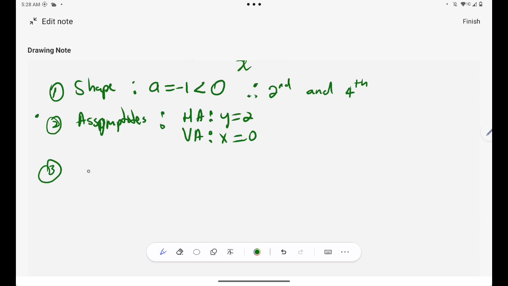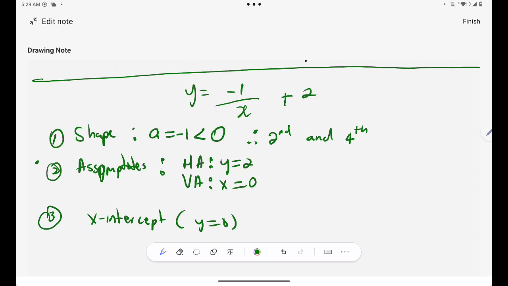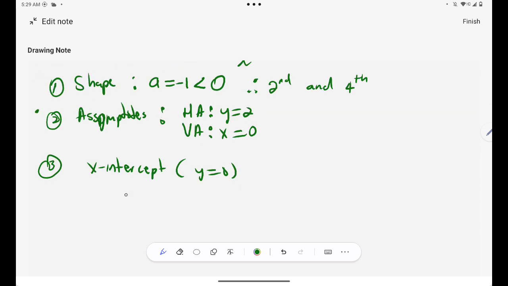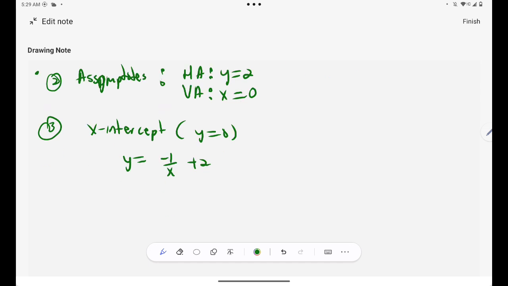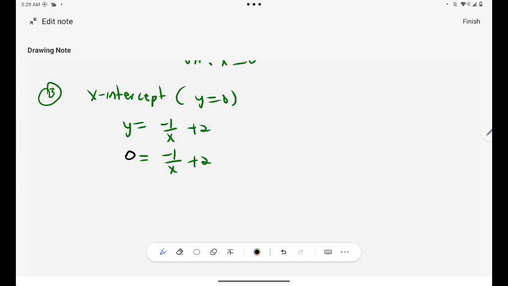And then finding the x-intercepts, I don't care, make y 0. Doesn't matter what kind of a graph it is. y is equal to negative 1 over x plus 2. If y is 0, just need to solve x. You'll have negative 2 is equal to negative 1 over x.